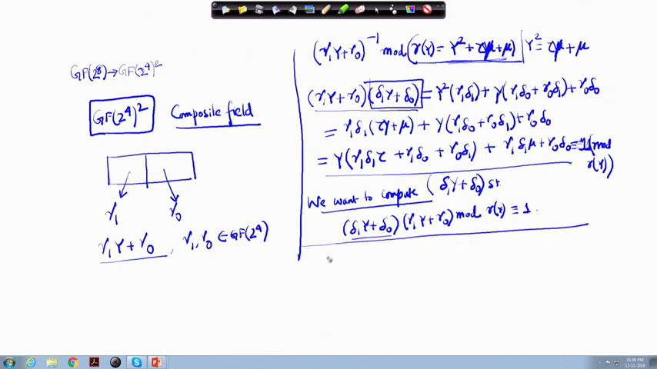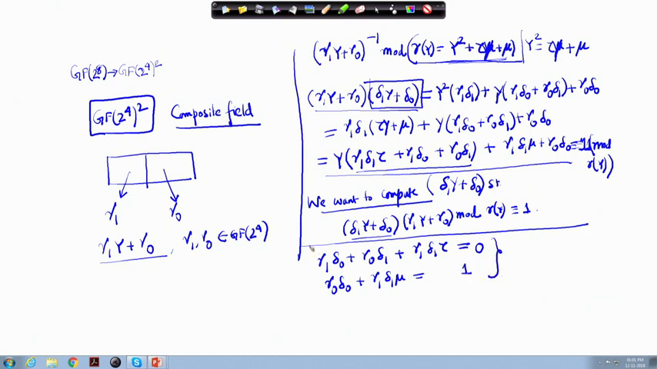So equation 1 is essentially gamma 1 delta 0 plus gamma 0 delta 1 plus gamma 1 delta 1 tau, which is essentially this part. Okay. So this is equal to 0 because I don't have any y term on the right hand side, whereas the other part, which is gamma 0 delta 0 plus gamma 1 delta 1 mu, is equal to 1. So I have got two parts here.